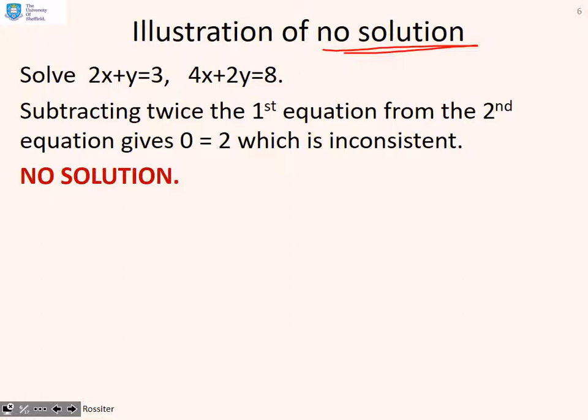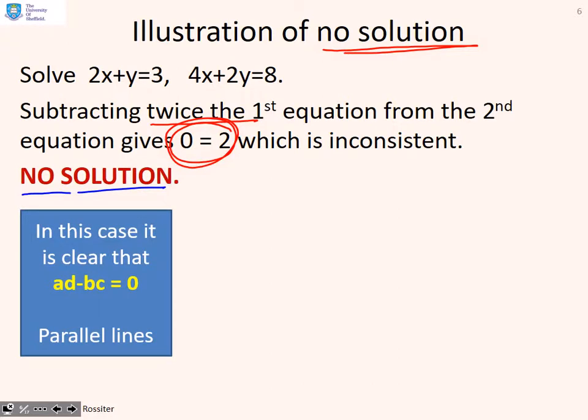So here's an illustration of 2 simultaneous equations which have no solution. We've got 2x plus y equals 3 and 4x plus 2y equals 8. Now if you subtract twice the first equation from the second equation, you will end up with 0 equals 2, which is inconsistent. So what that tells you is you cannot solve both of these equations at the same time. In other words, there is no solution.